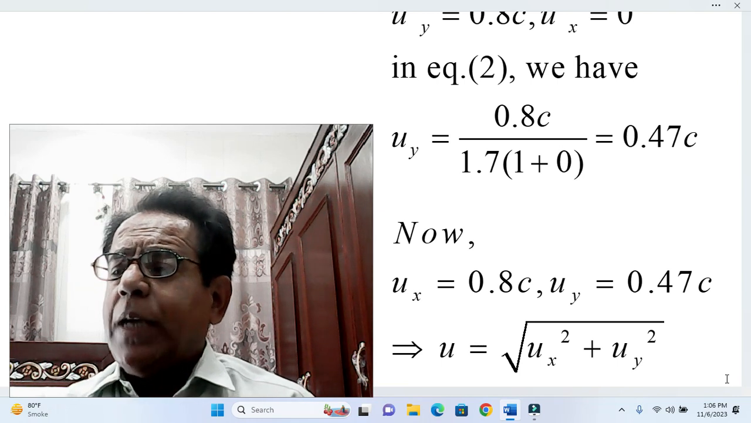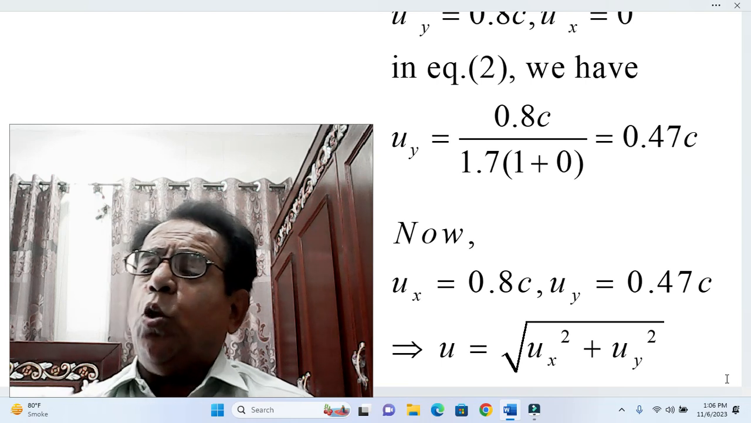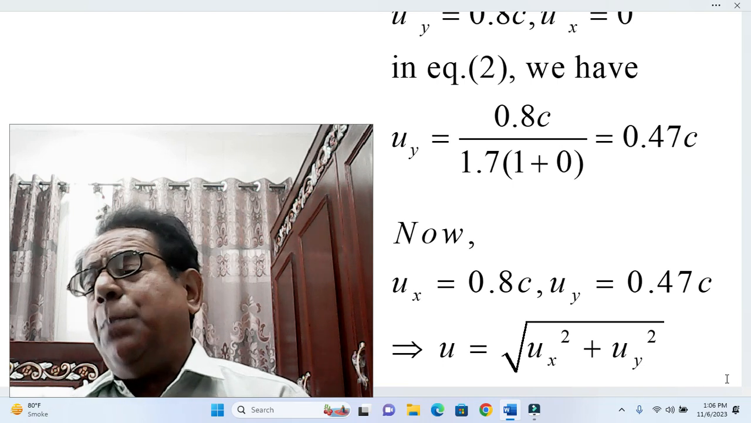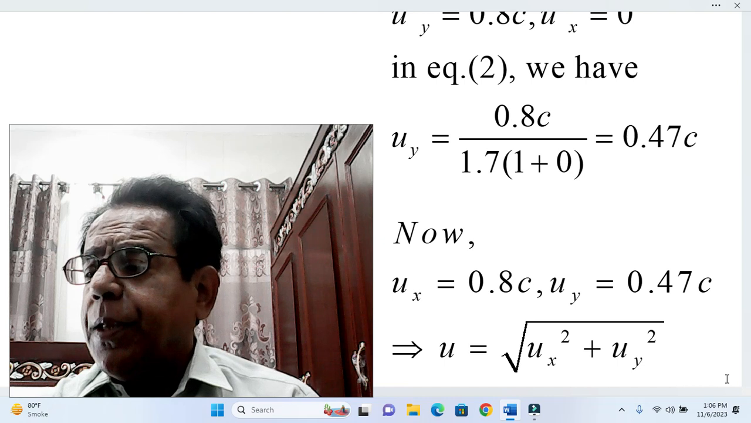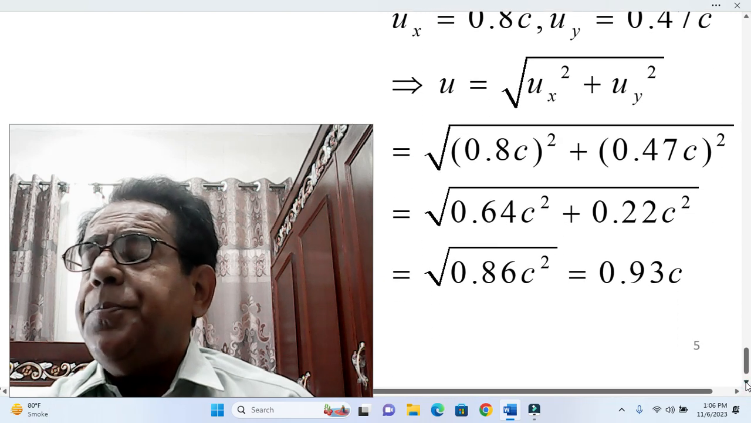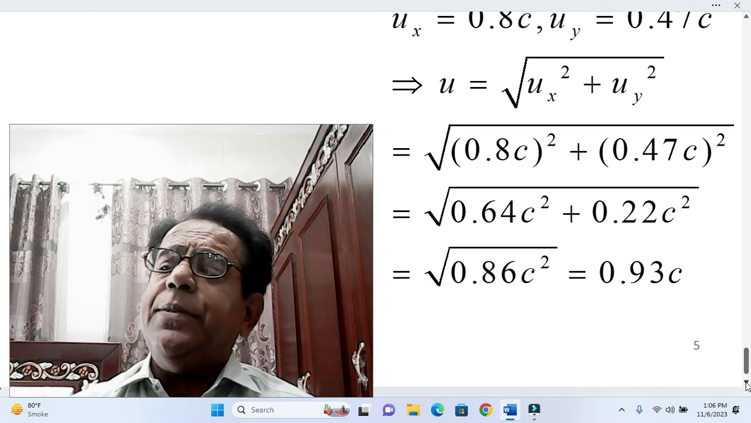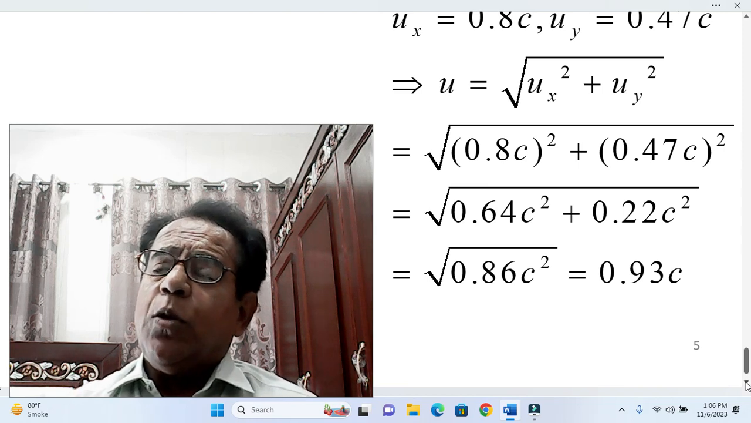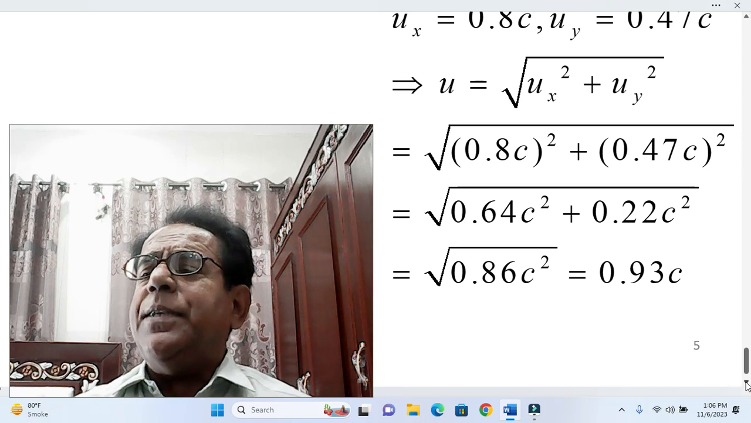Now ux is equal to 0.8c and uy is equal to 0.47c. Both these values have been calculated in the previous two parts of this problem. These are the x and y components of u, but now we are going to calculate u. So u will become equal to square root of ux square plus uy square. Here the third component is not relevant, otherwise this expression might take the form u equal to square root of ux square plus uy square plus uz square, but according to our requirements and within the philosophy applicable to this problem, we are confined only to x and y components.